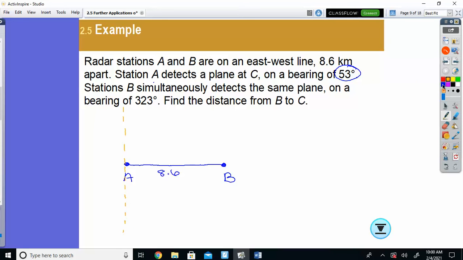My bearing is 53 degrees. So if I only give you that, that means from due north, we traveled 53 degrees, and that gives us point C out here. So this angle here is 53 degrees.